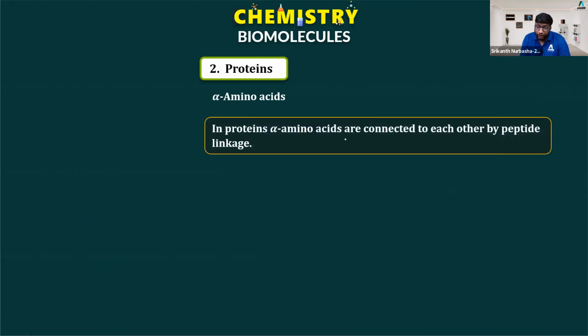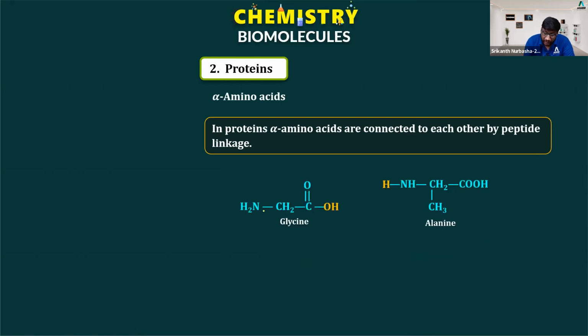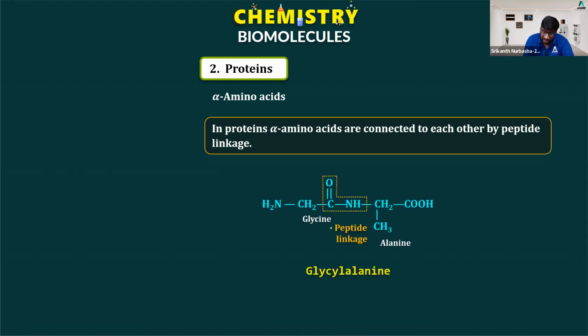In proteins, alpha amino acids are connected to each other by peptide linkage. Peptide linkage means an acid and base reaction, where the COOH group reacts with NH2 to form a C double bond O, NH amide. Like glycine, NH2, CH2, C double bond OH, and alanine, NH2, CH, CH3, COOH. Whenever glycine and alanine react, they form the respective peptide linkage, like glycyl alanine.